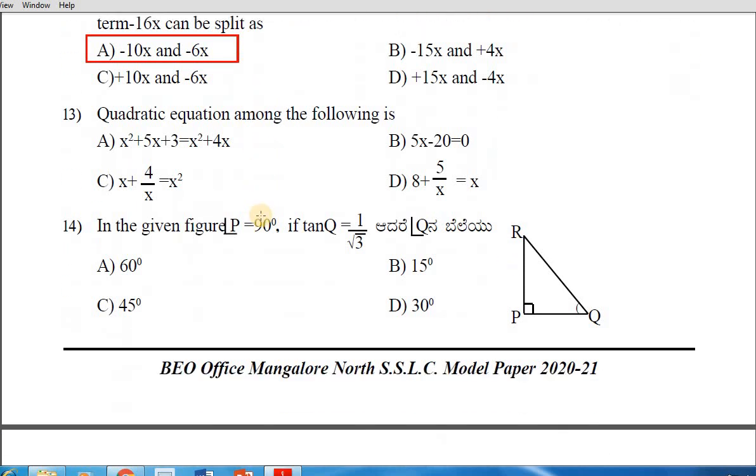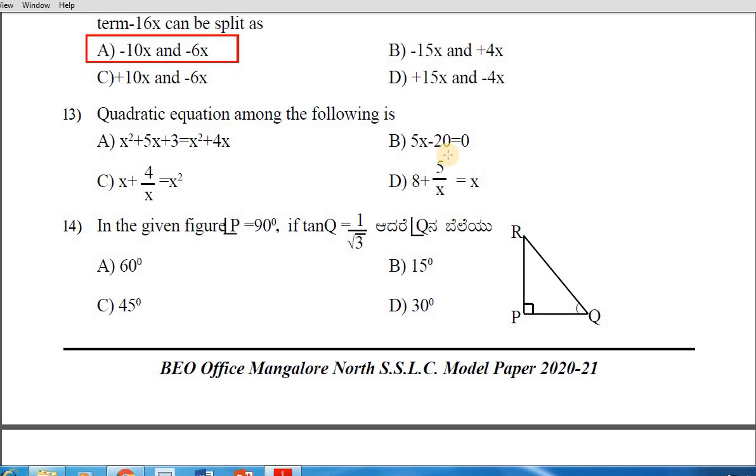Question number 13, children. Quadratic equation among the following is. They are asking which one is a quadratic equation in the given 4 options. So the first one cannot be, because x square is present on the right hand side as well as on the left hand side. Both sides x square is present, so both the x squares will get cancelled. Hence this cannot form a quadratic equation. And in option B, there is no x square at all. So how can it form a quadratic equation?